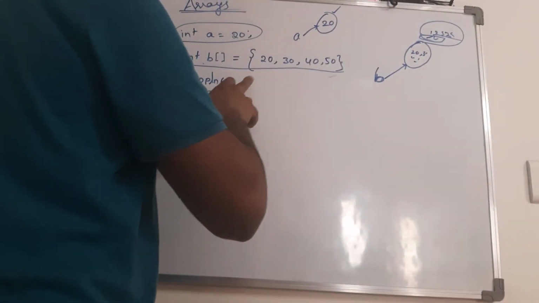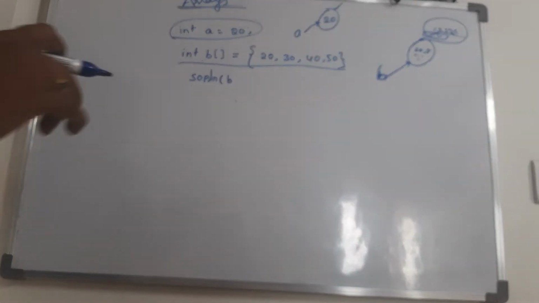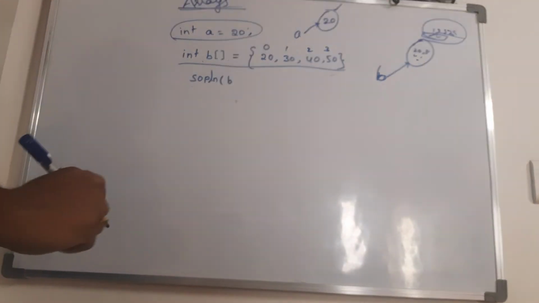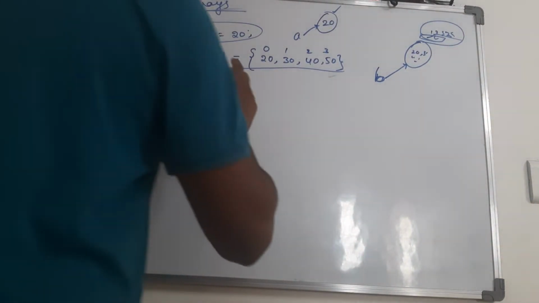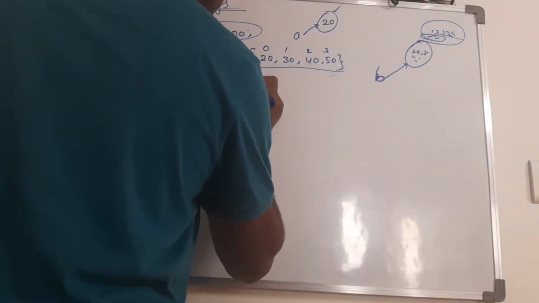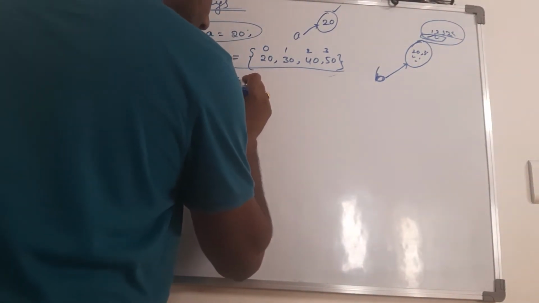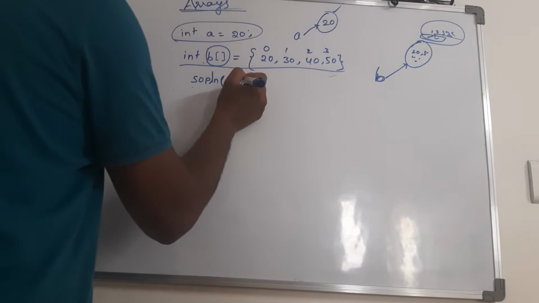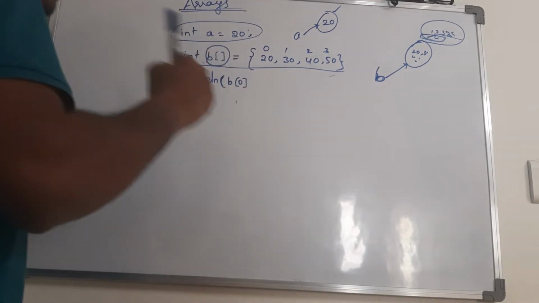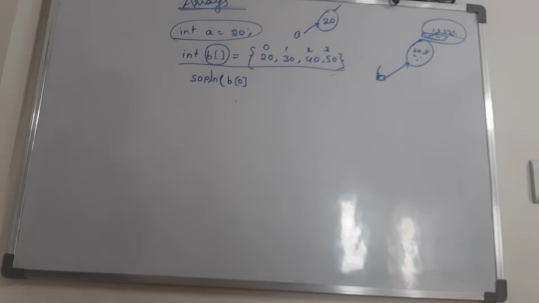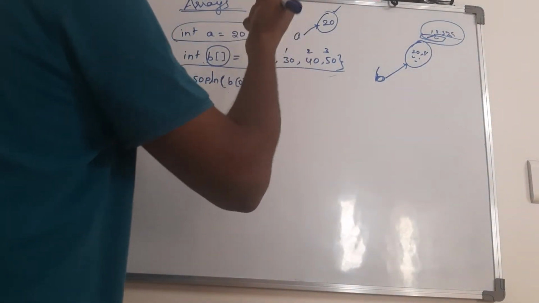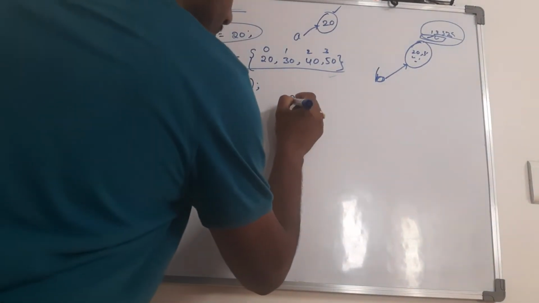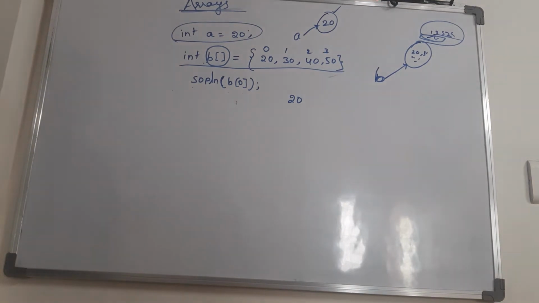But if I want to print the first value, here also the index will start from 0, 1, 2, 3. If I want to print the first value, I must pass 0. We have to call it and put the index in it. Whichever index we put, 0 or 1 or 2 or 3, that value will be printed; with 0, 20 will be printed.